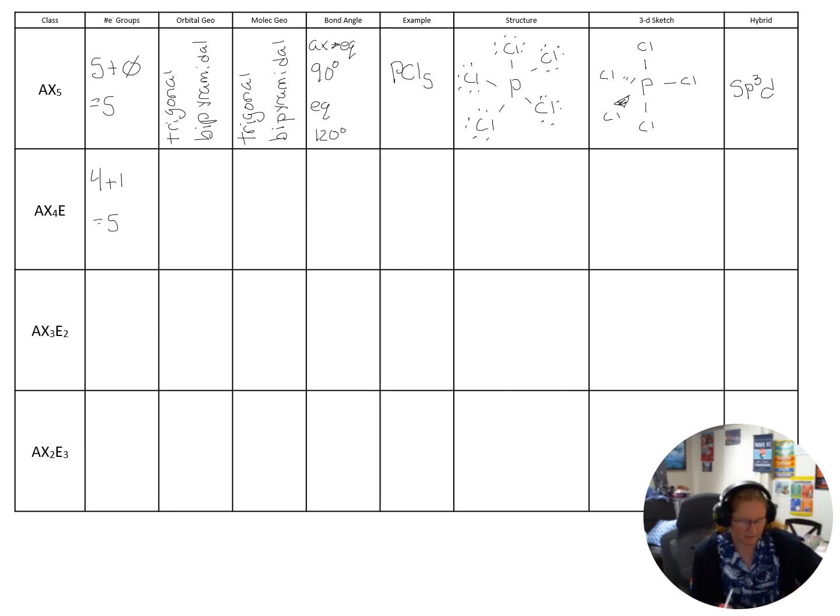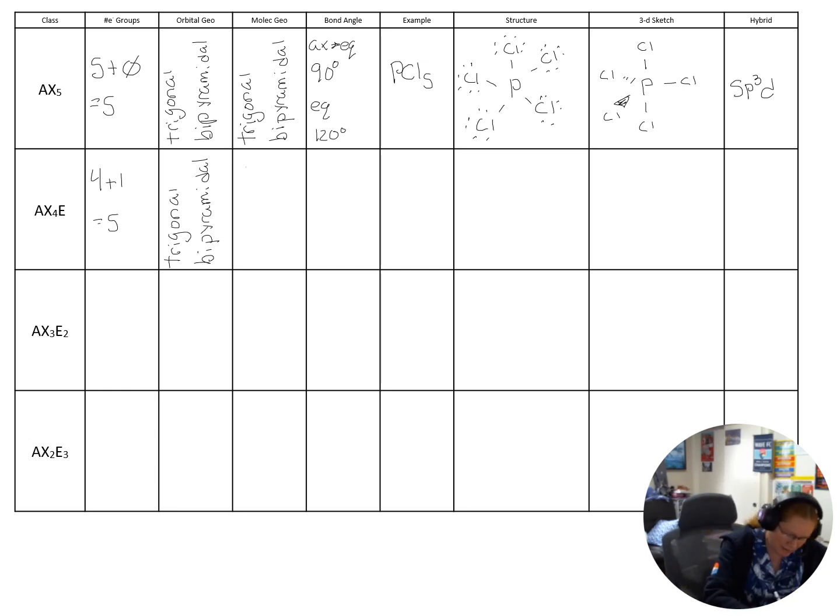Okay. All right, next up, I'm going to take 4 plus 1, 4 bonding, 1 lone pair. I'm still going to get 5, so my orbital is still trigonal bipyramidal. Okay, now this is the one where it looks like a teeter-totter or a seesaw, which is why we call it seesaw. All right, and here's where we remove or replace a bonding atom with a lone pair on that equatorial region.